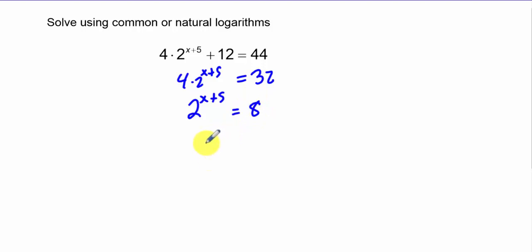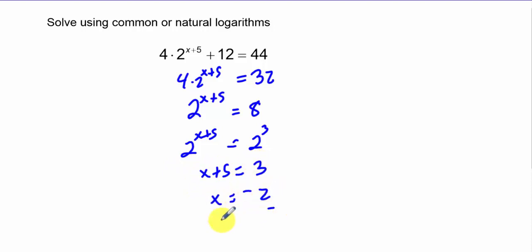And actually, in this case, I could use common logarithms or natural logs, but it's probably easier to just say, hey, that's just 2 cubed, and this is 2 to the x plus 5, and I know that x plus 5 is equal to 3, and x equals negative 2, and I'm done.